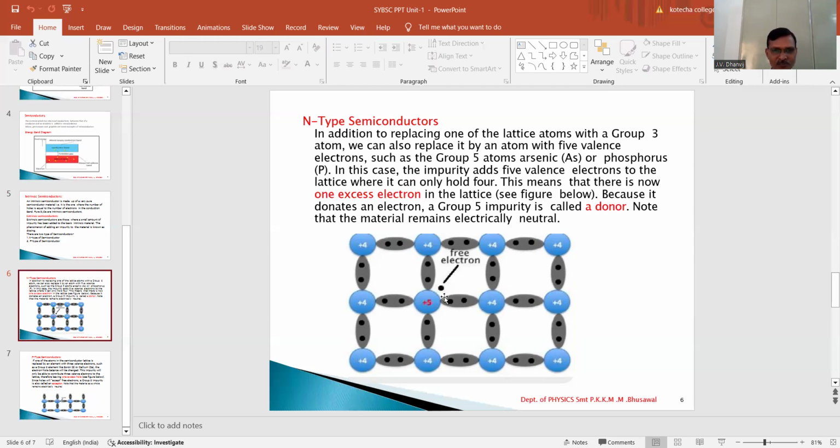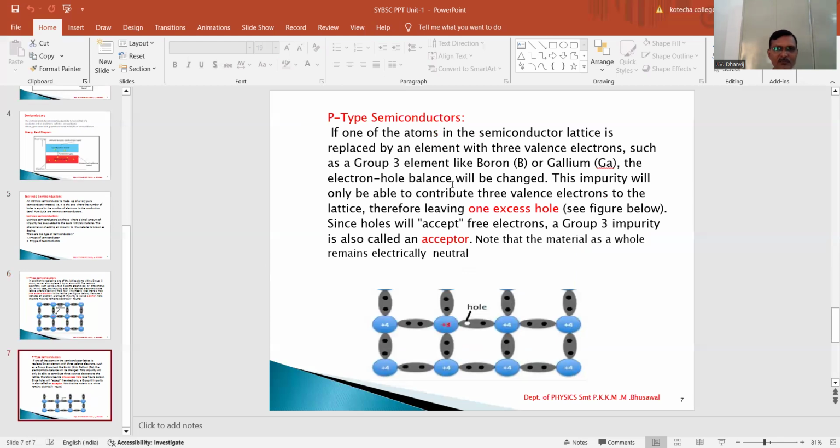So you will see here in the diagram, this is the excess electron, what is called the free electron. And these excess electrons are called donors because this crystal donates the electron. So it is known as the donor. One more thing in N-type semiconductors: electrons are majority carriers while holes are minority carriers. Remember this thing.